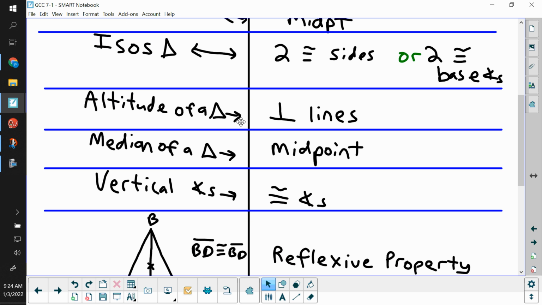Altitude of a triangle implies perpendicular lines. Median of a triangle implies midpoint. Vertical angles implies congruent angles.